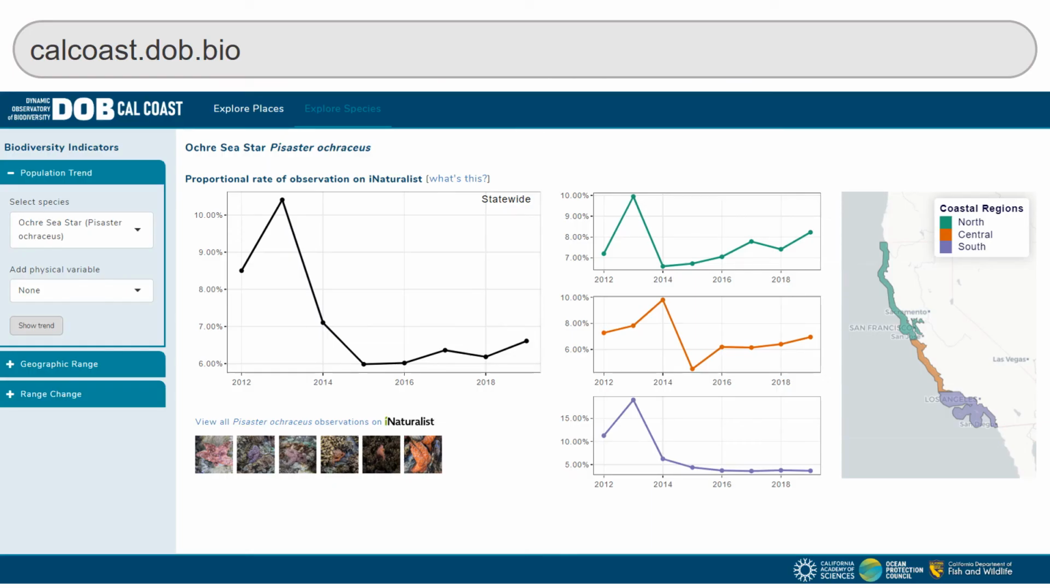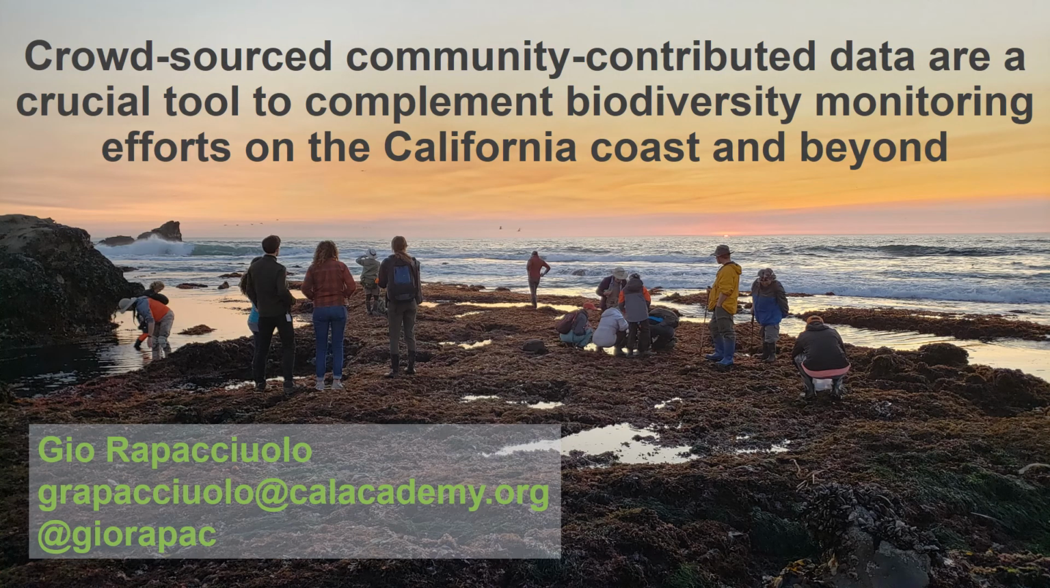By navigating to calcoast.vob.bio, you can find out more about our project, the approaches we're using, as well as interact with the outputs we're developing. I will leave you with my take-home.